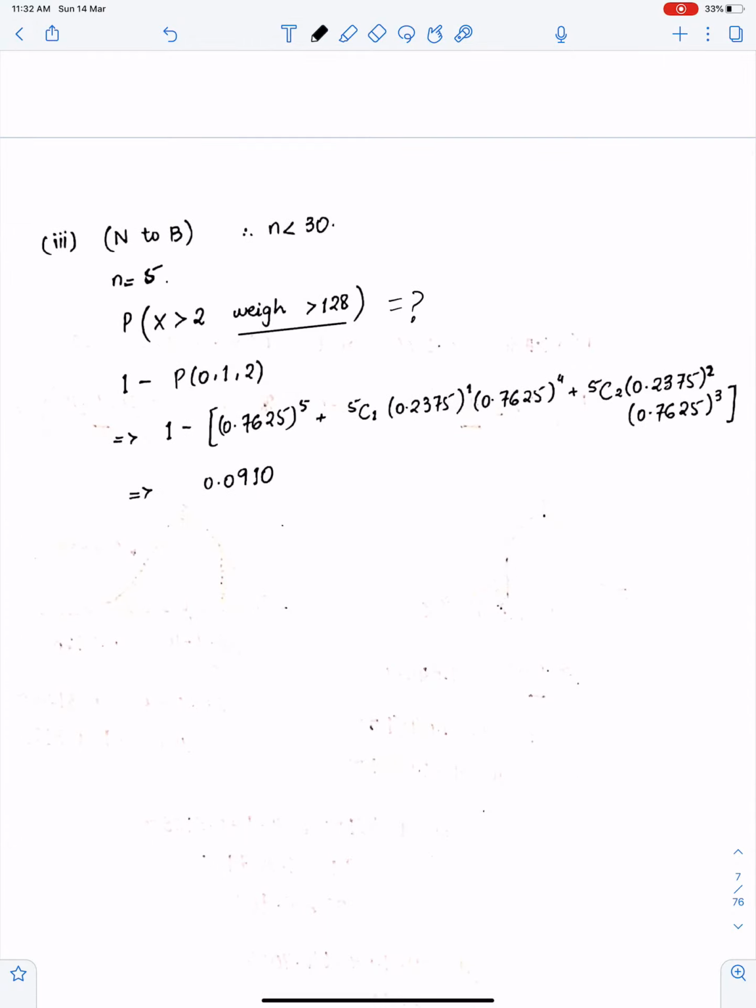Let me write this here. This is from normal distribution, 0.2375. You have p, you have n, you can easily get q, because q is 1 minus p, and this is the formula of binomial distribution: nCr p to the power r, q to the power n minus r. Use this formula and get the answer.